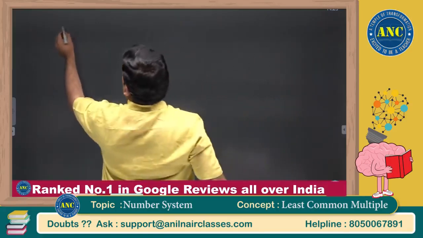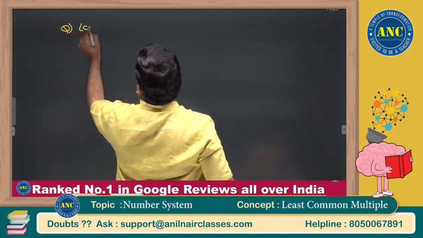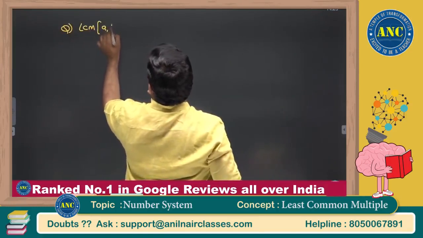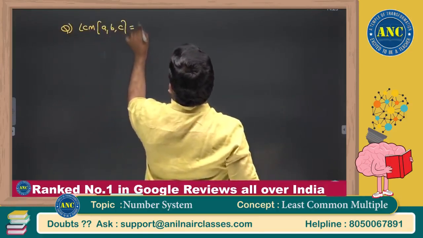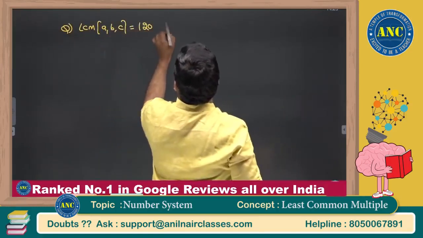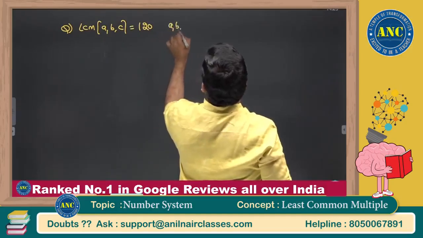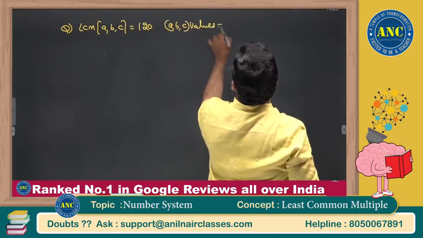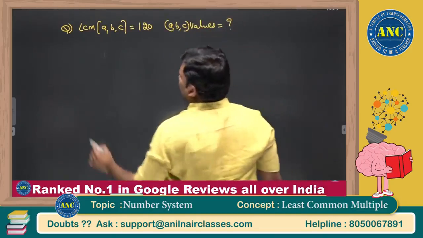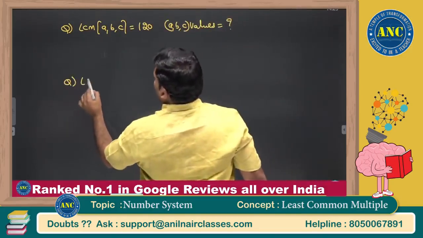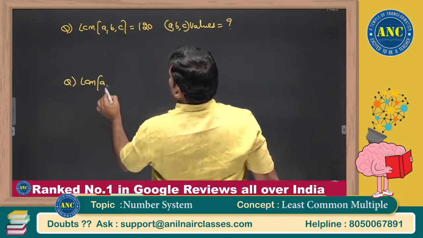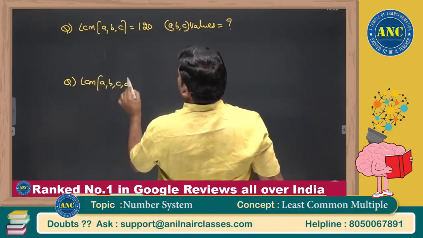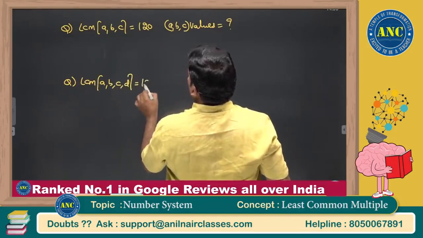Question. LCM of A comma B comma C equivalent to 120. How many values can ABC take? Next question. LCM of A, B, C, D equivalent to 16.